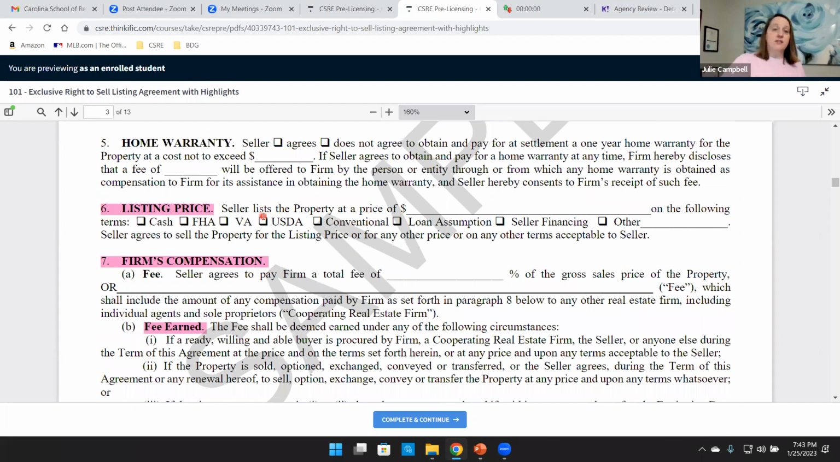Then we got to discuss the listing price. Seller lists the property at a price of, on the following terms. How does the seller want their offer? Do they just want to deal with cash buyers? Does the home qualify for an FHA loan or a VA loan? Is it conventional? What are the seller's options here? We're going to talk about the different loan types, FHA, VA, USDA, conventional, all that, when we get into our financing units. So we'll have discussions about 14 and 15, our financing units.